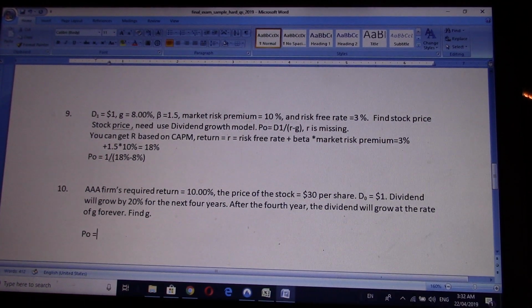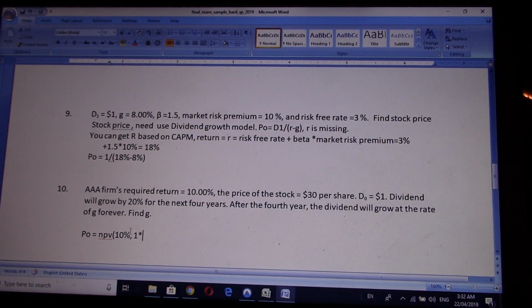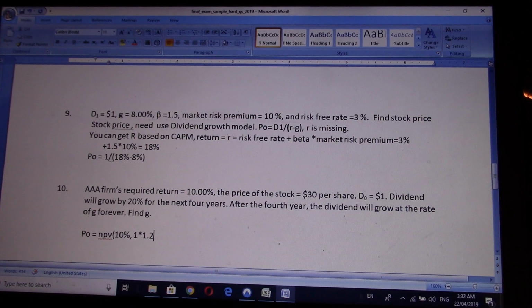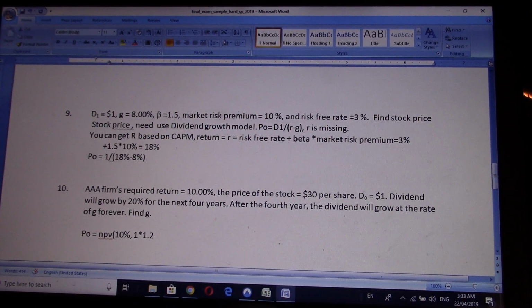So P0, because your cash flows will be $1 increased by 20% for year 1, right? The rate of return is known, 10%. The first year cash flow is your dividend from year 1, which is 20% more. So your next D1 should be 1.2. Right? So your D2 should be 20% more than D1.